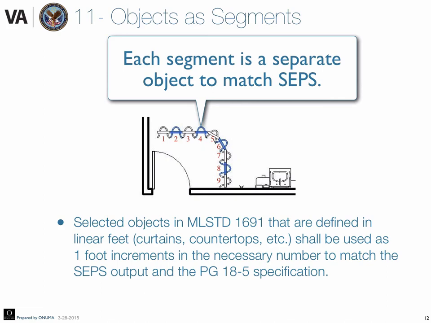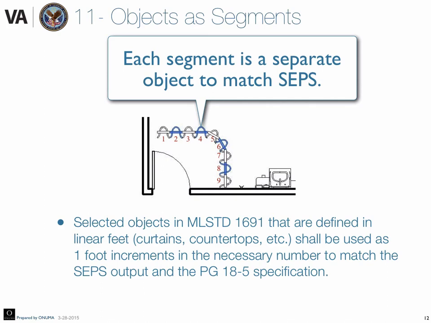So in the BIM itself, we actually want to mimic that. Even though from a BIM perspective sometimes this doesn't make logical sense, it makes sense in terms of how SEPs is used. We want 9 segments of curtains that, when stacked together, give you the correct linear length of that curtain and of the counter. So these are just unique to that.